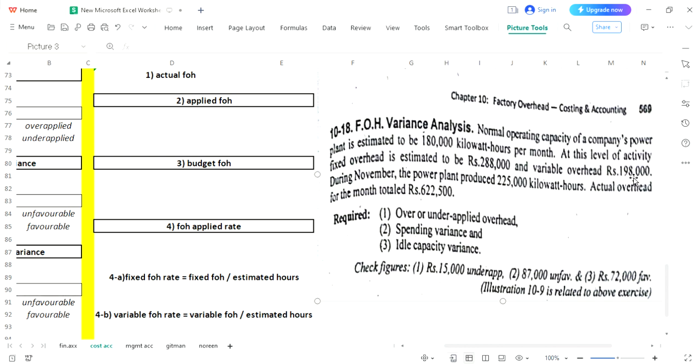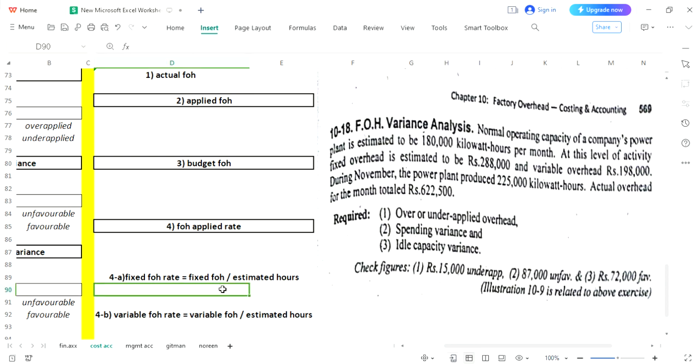So our problem has been sorted out, but we needed fixed FH and estimated hours. Look here, fixed factory overhead, you can see over here is 228,000. So we are going to put 228,000 over here, and you need to divide it by what? Estimated hours. And come over here, 180,000 kilowatt hours are written over here. So these are units, and normal units, as I was saying, are near about estimated hours. So 180,000 is to be considered your normal hours.